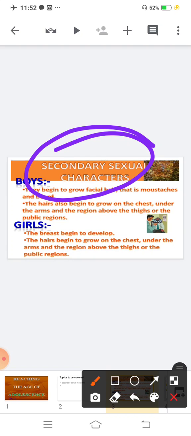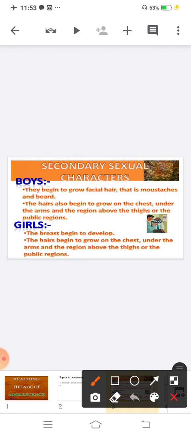With the help of these characters, we can find the difference between a male and a female, and those characters are known as secondary sexual characters. Secondary sexual characters in boys are different from those in girls. So first I will tell you what the secondary sexual characters in boys are.